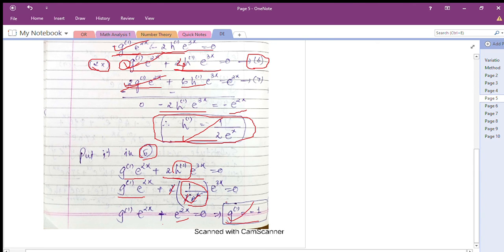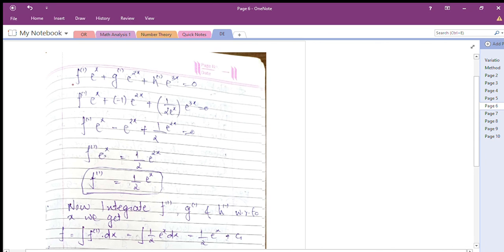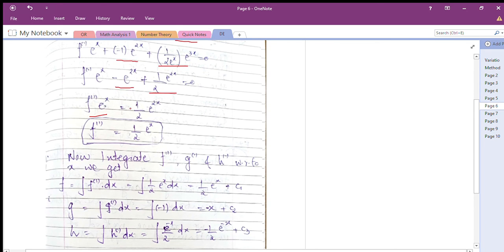Put these two values into the third equation, and you will find the value of f1. So this is the third equation in which I have put g1 and h1, and after simplifying, this is negative because of minus 1 multiplied, and this is this one. So f1 e raised to x is equal to 1 by 2 e raised to 2x, and so when e raised to x is divided from the right hand side, you will get the value of f1.